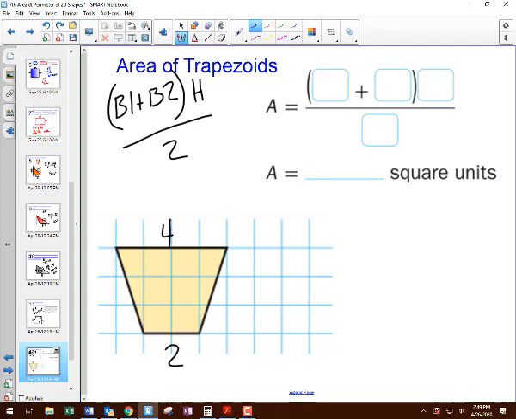Alright, and what's our true height? From there to there, we'll count 3, and now we have everything we need to find the area of this trapezoid. Our base 1 and our base 2, it doesn't matter which one you plug in for either one. I'm going to plug 2 and 4 into those boxes. We'll take that times our height. Our height is 3. We have to divide by 2.